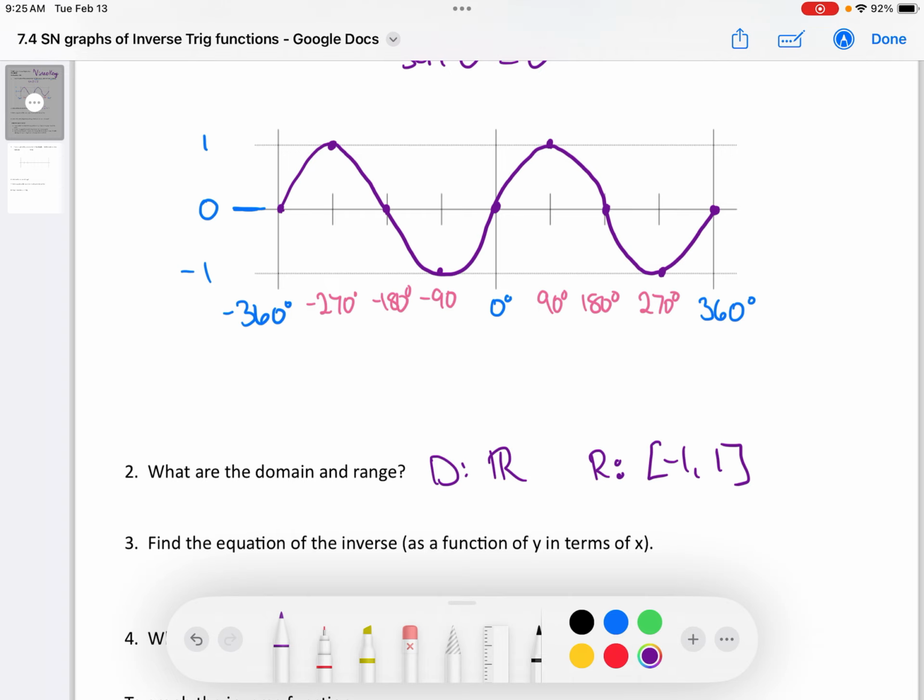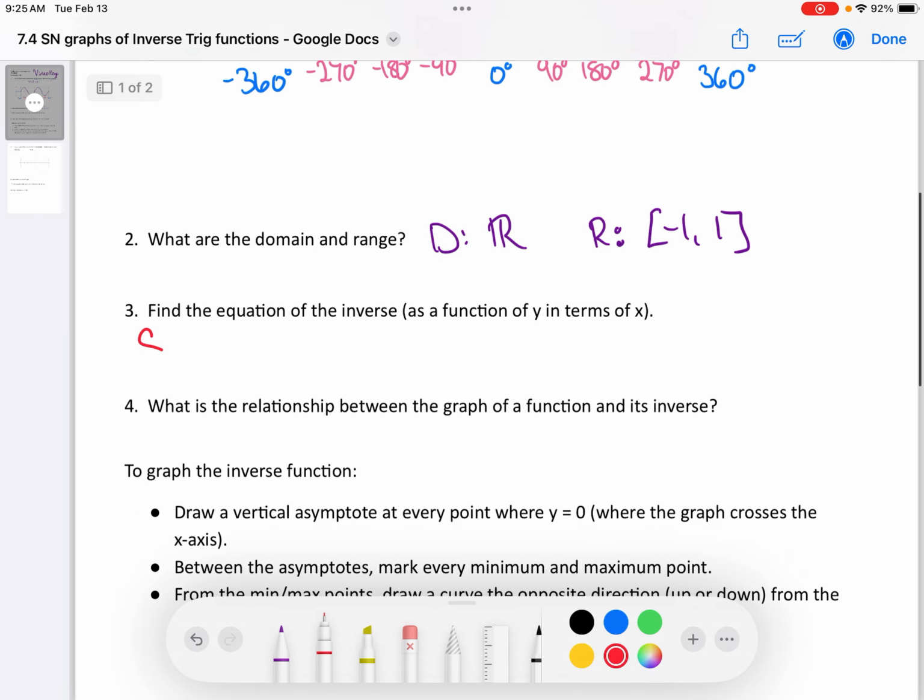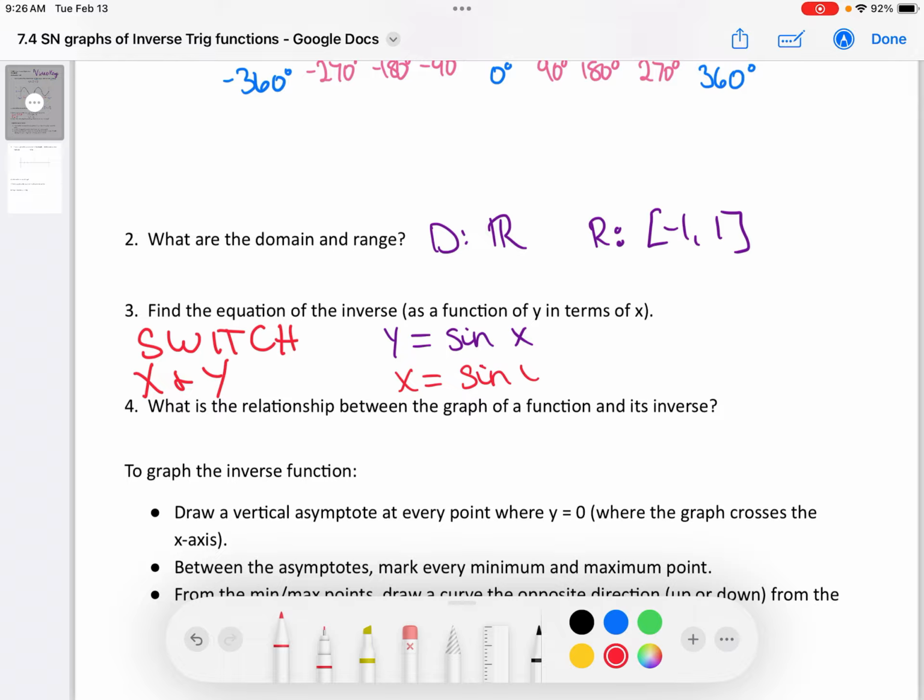Now, the inverse function. Remember, how do we find an inverse? We switch x and y. So we started with y equals sine of x. When we switch that, we get x equals sine of y. We need to undo the sine. To undo sine, we need an inverse sine.